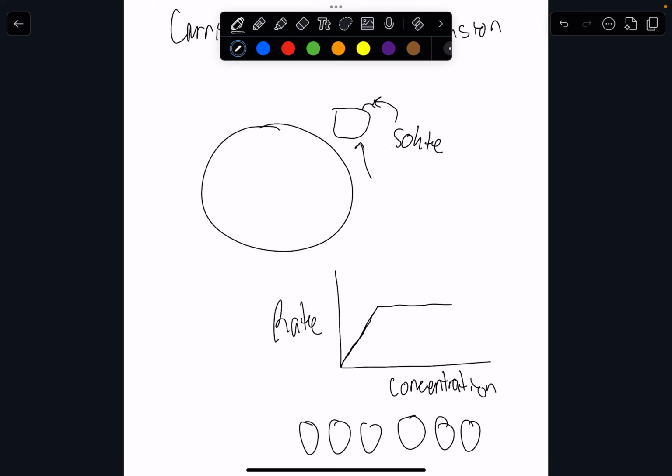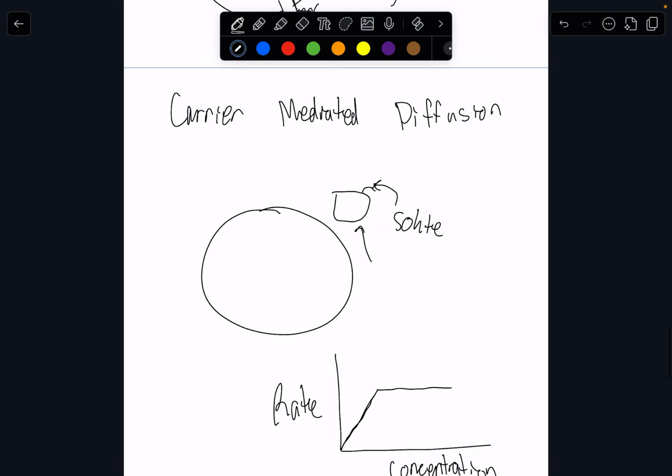Perfect. And so with carrier-mediated diffusion, it still doesn't use energy. It still relies on a concentration gradient. So no ATP is needed.